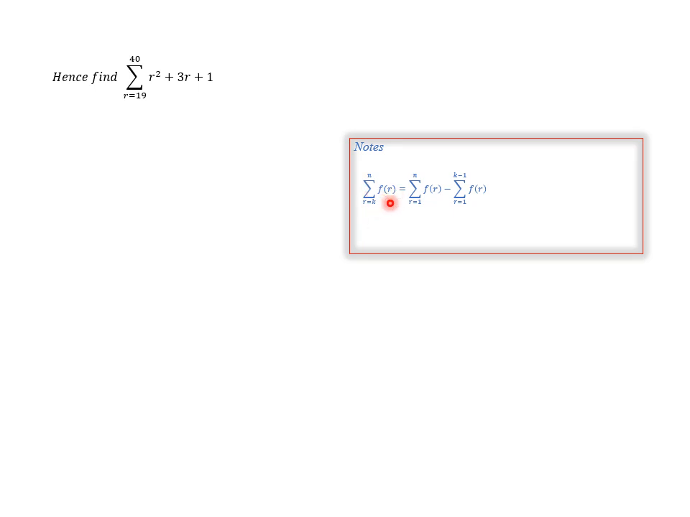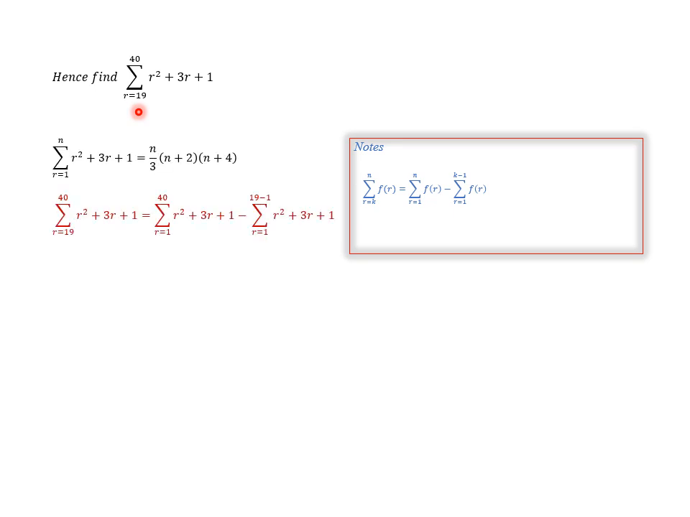of a function is equal to the summation of r equals 1 up to n of that function minus the summation of r equals 1 up to k minus 1. You can see the function is starting at 19 here. So the summation of r equals 19 up to 40 of this function is the same as the summation of r equals 1 up to 40 of the function minus the summation of r equals 1 up to 19 minus 1 of the function.